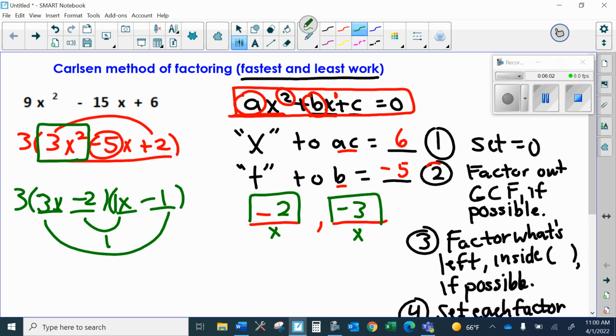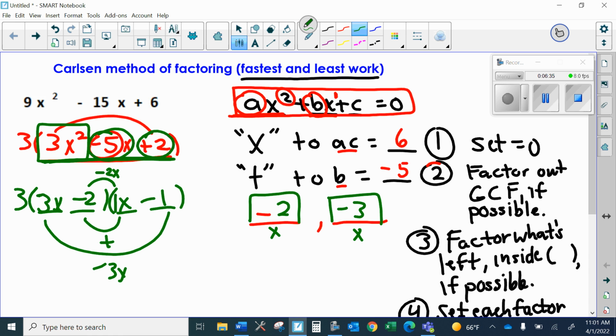Now I can check it real quick. I know 3x times x is 3x squared. I multiply my outside together, that's minus 3x. I multiply my inside together, minus 2x. And those are like terms, so I combine those and I get the minus 5x right there. And then lastly, I have negative 2 times negative 1 is my positive 2. So I just quickly checked it to see that it works, because when I multiply my two binomials back together, they must give me what I started with right here. Okay, and that is the Carlsen method.